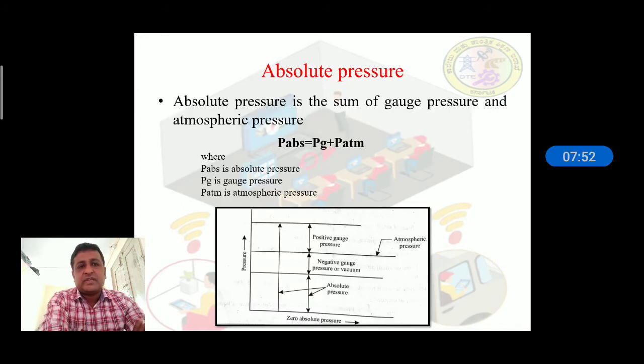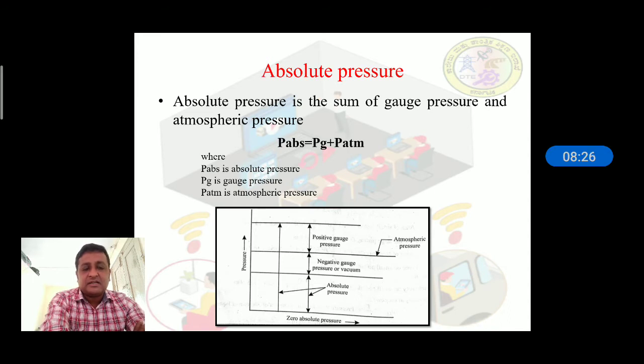The next topic is absolute pressure. The absolute pressure is the sum of gauge pressure and atmospheric pressure. The formula we use to find the absolute pressure is P abs equals Pg plus P atm, where P abs is the absolute pressure, Pg is the gauge pressure, and P atm is the atmospheric pressure.